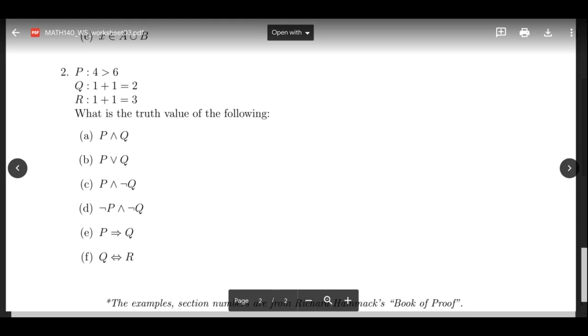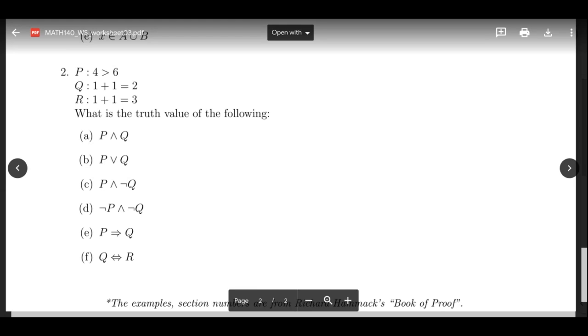2C, we have P and not Q. You want to try 2C? P and not Q. False. Okay, let's hear the rest of you. Do you agree with her or not? P is false. Not Q is false. So both are false. Good job. If both are false, P and not Q is false.